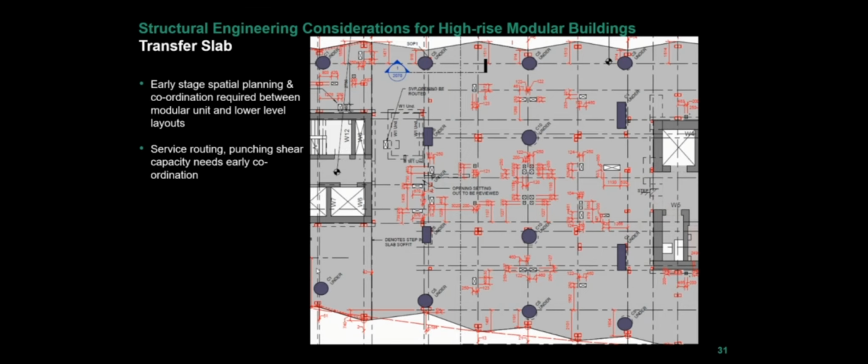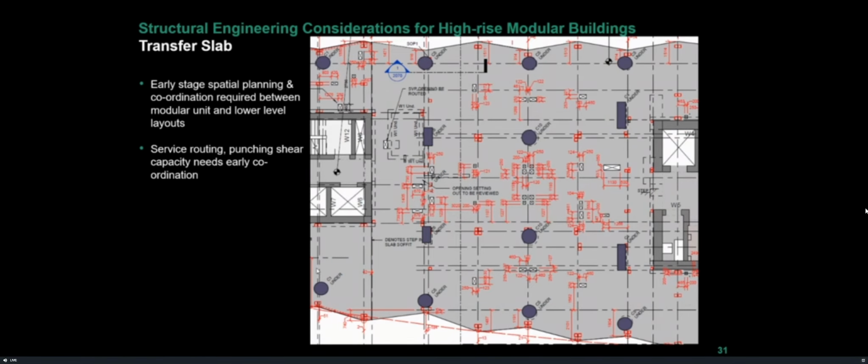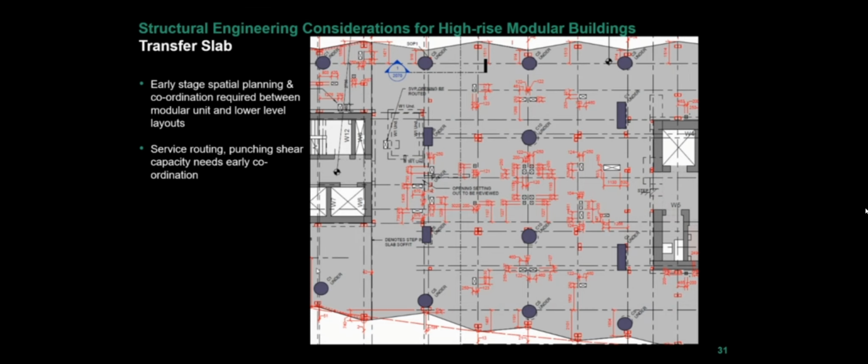So there needs to be early stage coordination of the position of those openings in the modules and how it works with the below-ground layouts. Because with the columns, you need to avoid punching shear issues, and the whole layout needs to work together. And those are all very early stage decisions. So the architect and client need to understand that it's not just setting the module layout, it does have an impact on the lower levels as well.